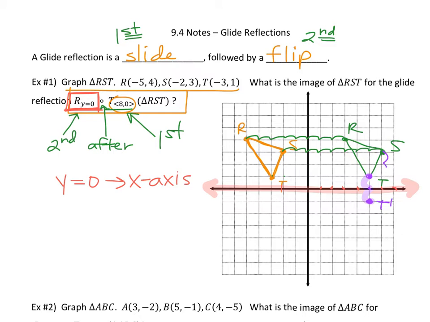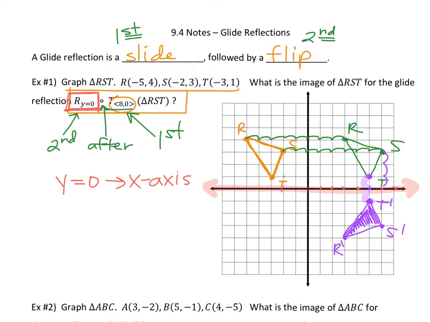S right now is 1, 2, 3 above the line. Remember, we want to be perpendicular. So we're going to go 3 below. 1, 2, 3. So that's going to be my S prime. And then R is 1, 2, 3, 4 above the line. So go 1, 2, 3, 4 below the line. And that's R prime. So your final figure, your image, is this triangle.